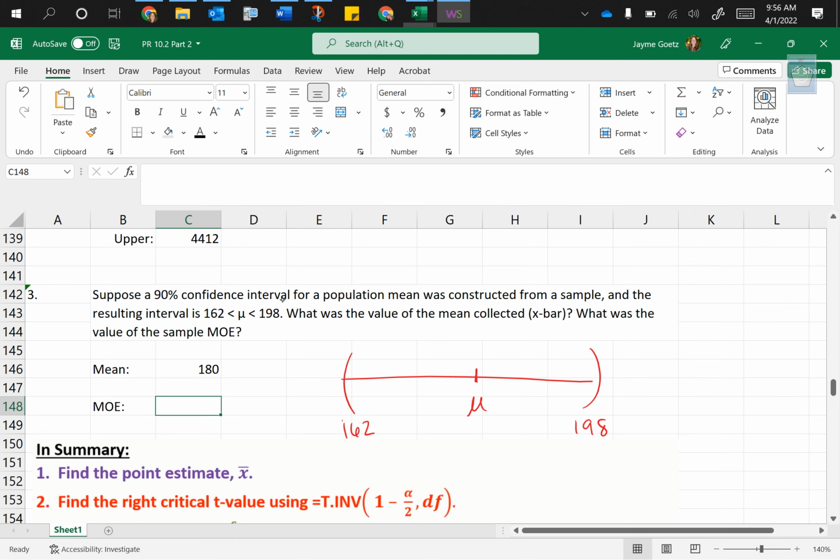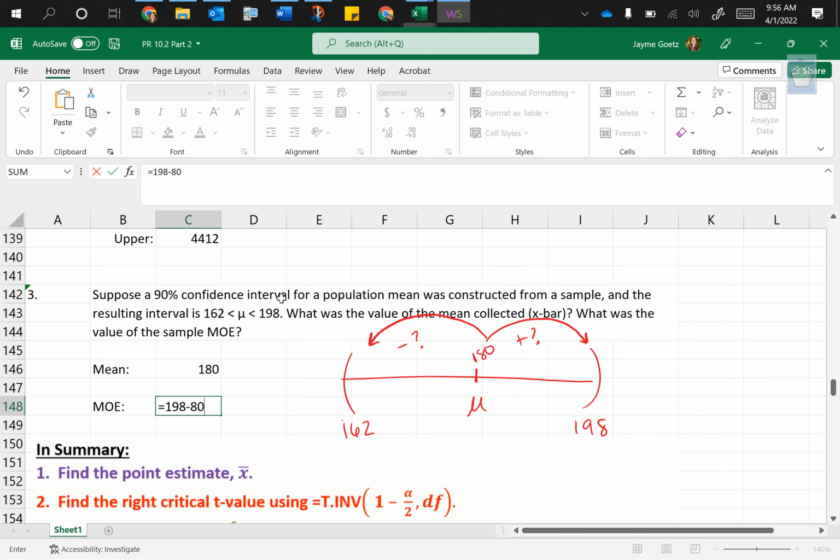Well, then it says, what's the value of the sample margin of error? Now remember, the margin of error is like how I'm getting from here to here and how I'm getting from here to here. What am I adding to this and what am I subtracting from this? What do you think we could do to figure that out? Subtract what? Yeah, why don't we just take the big guy, 198, minus the mean that we found, 180. And that means my margin of error is 18.